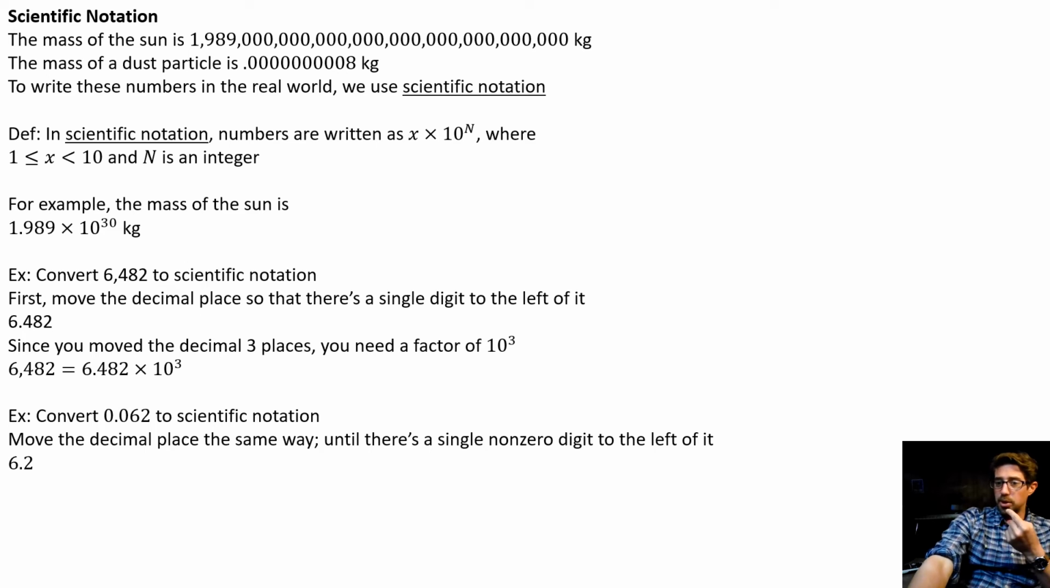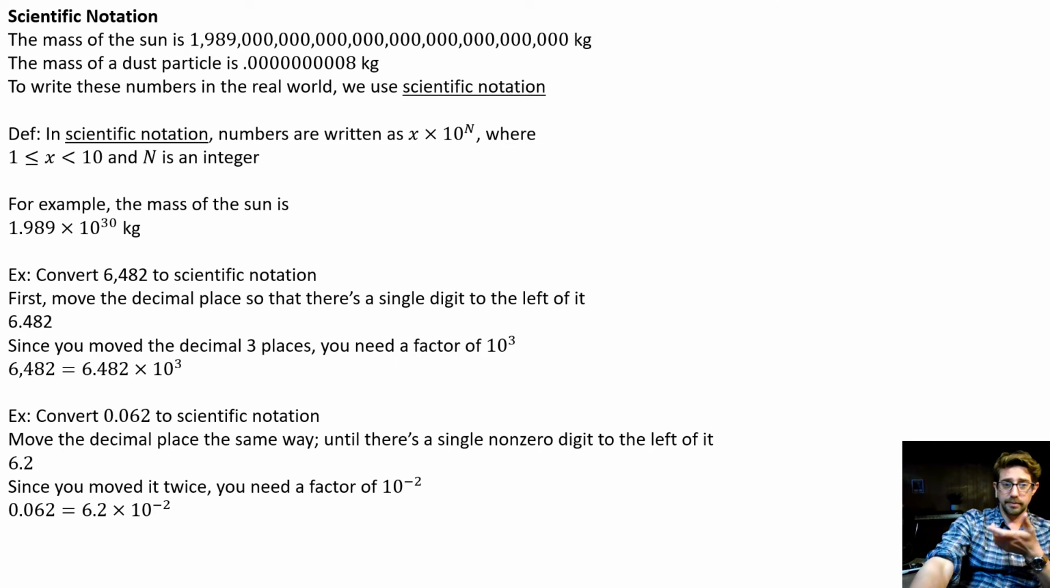And then the power you put with the 10 corresponds with how many times you move the decimal place. And the simplest way to think of it is if I'm dealing with a small number, then I need a 10 to a negative power. If I'm dealing with a big number, then I need 10 to be to a positive number. The smaller the number, the tinier, the more negative this will be. And the bigger the number, the bigger this one will be.